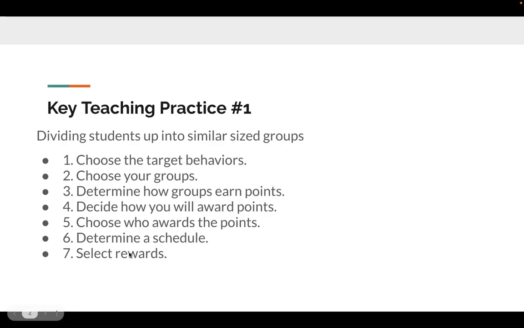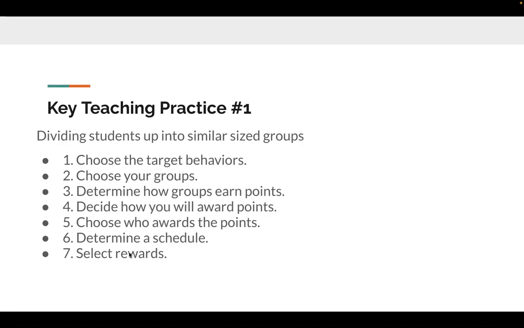A key teaching practice that I got from the whole article is that building an adequate group contingency requires 7 steps for the classroom when making them based off of the students. They are to choose groups, determine how groups earn points, decide how you will award points, choose who awards the points, determine a schedule, and select rewards. These 7 steps allow students to be guided to where the goals are and where you want them to be with their positive behavior.